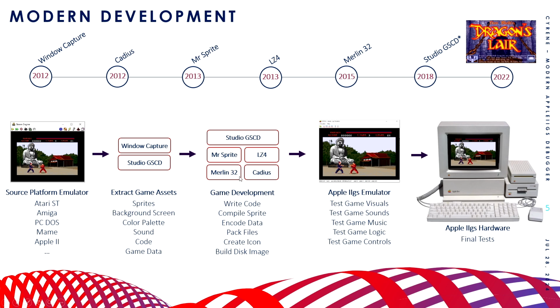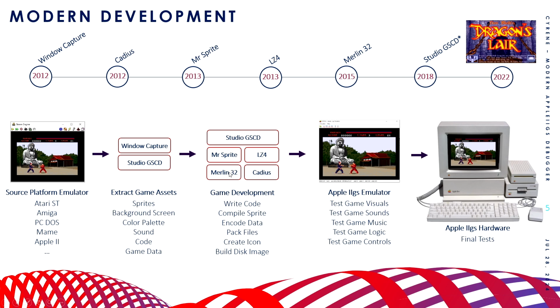KEGS is used to automatically add the output of Merlin 32 on a disk image. Mr. Sprite is here to compile the sprite as a binary way. LZ4 is used to compress everything and uncompress on memory. And Studio is also here, helping in the sprite animation process, the creation of the icon, and so on.